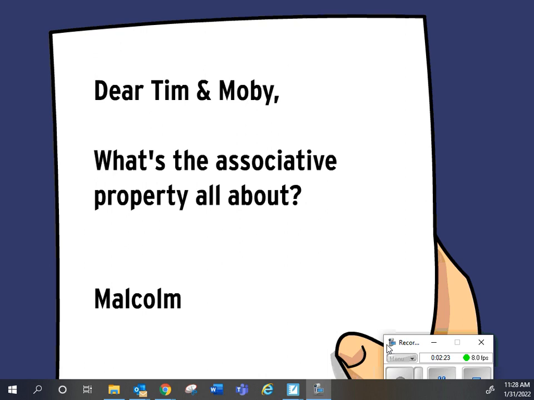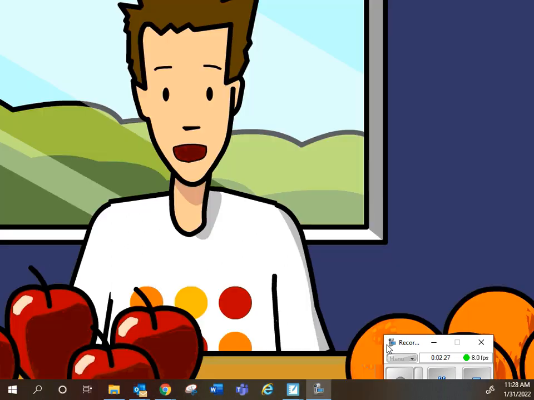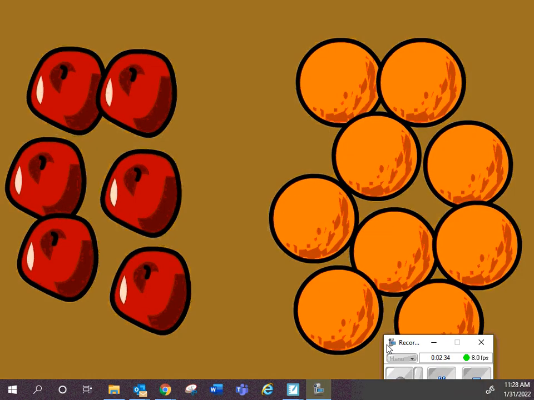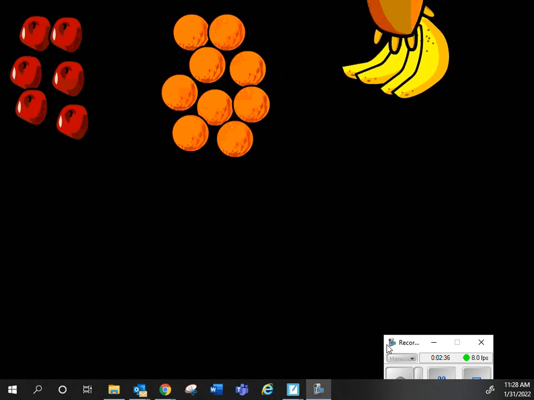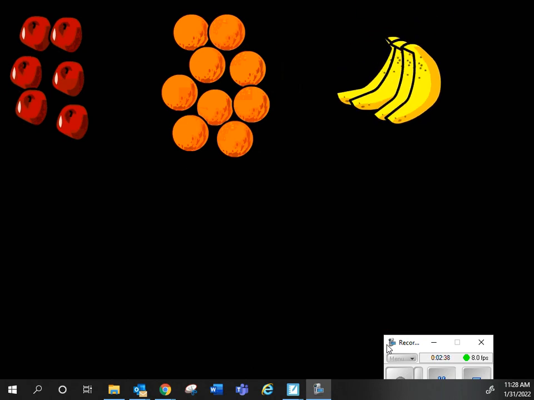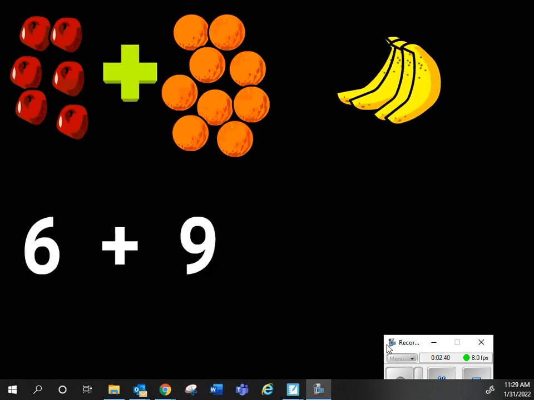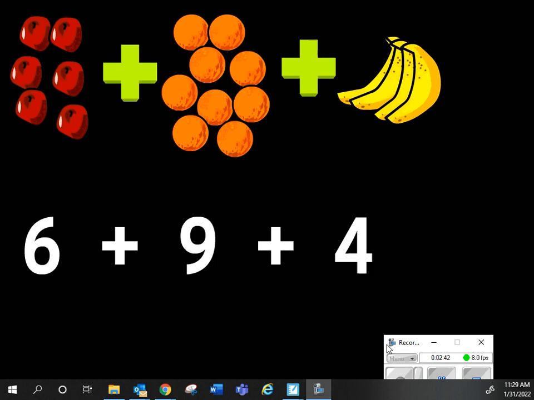Dear Tim and Moby, what's the associative property all about? From Malcolm. The associative property deals with grouping numbers. It works for multiplication and addition. You may not be able to mix apples and oranges, but we can add and multiply them. Let's throw some bananas in there, too. We've got 6 plus 9 plus 4 equals 19 pieces of fruit.